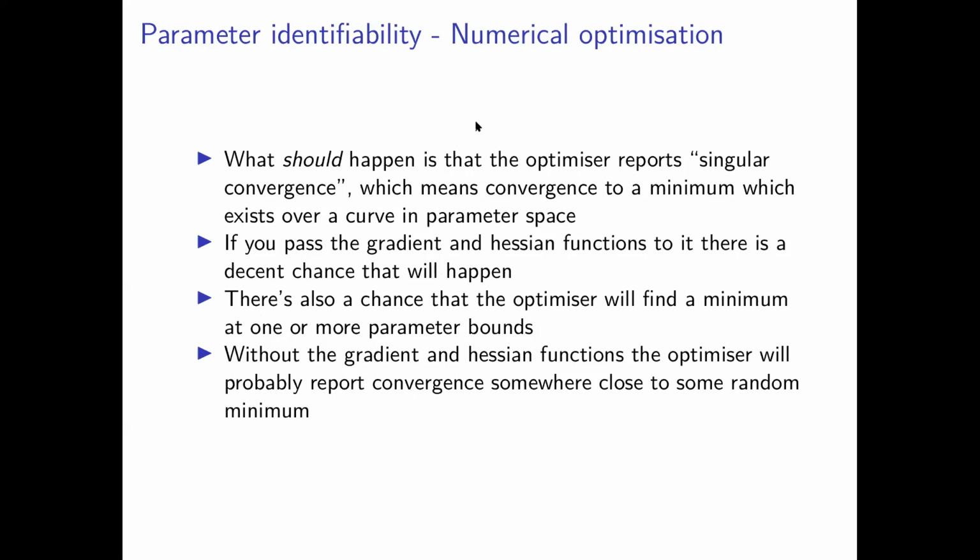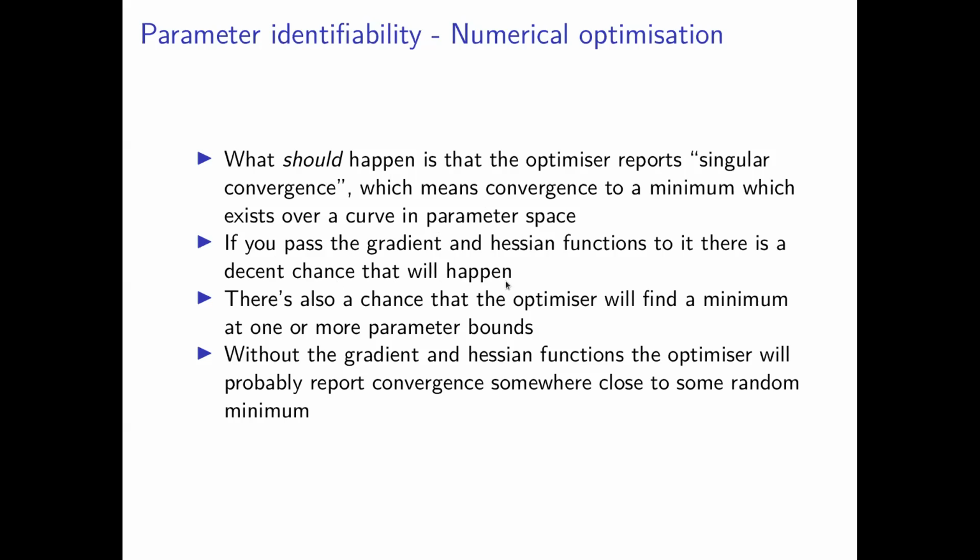So when you have a non-identifiable model, what should happen is that the optimizer should recognize, while it's trying to find the minimum, that there are multiple points where the likelihood is at a minimum, and it should report what's called singular convergence, which just means that there's no unique minimum, but there are infinitely many. And if you actually pass the gradient and Hessian functions into the optimizer, there's a decent chance that it will be able to do that, and it will tell you singular convergence.